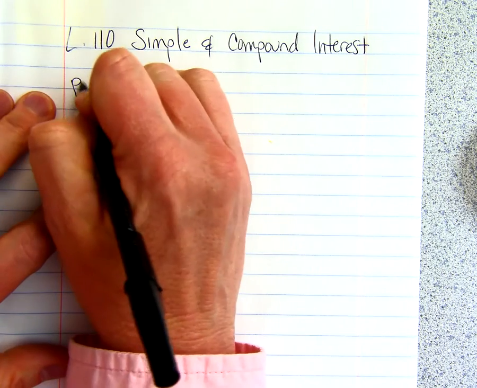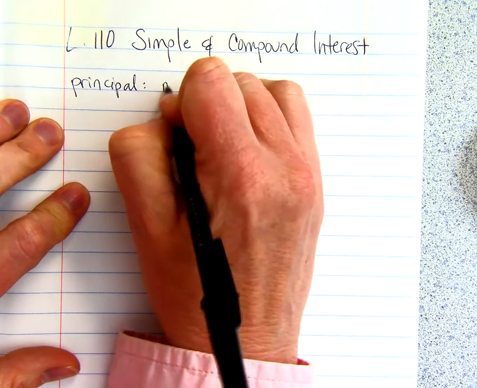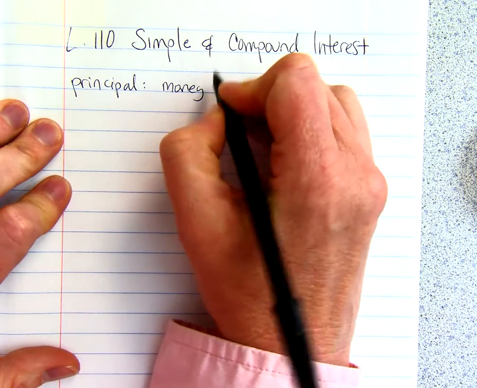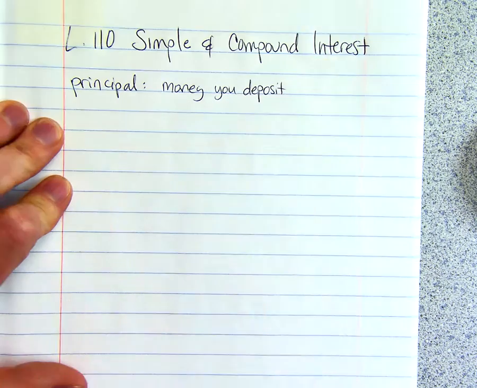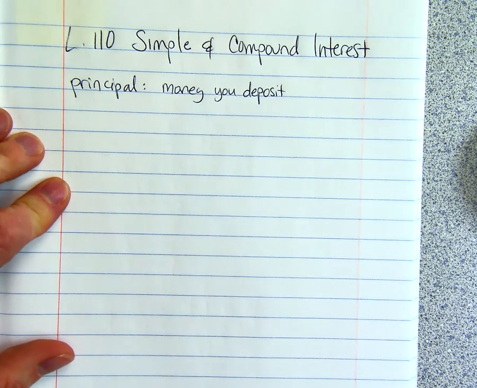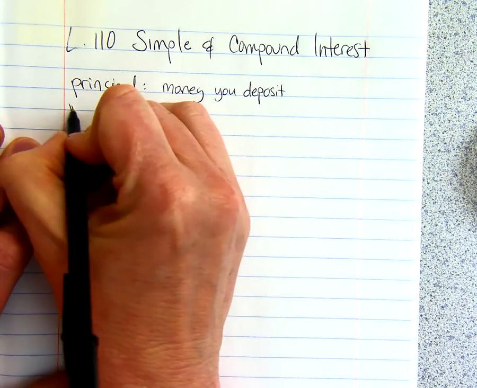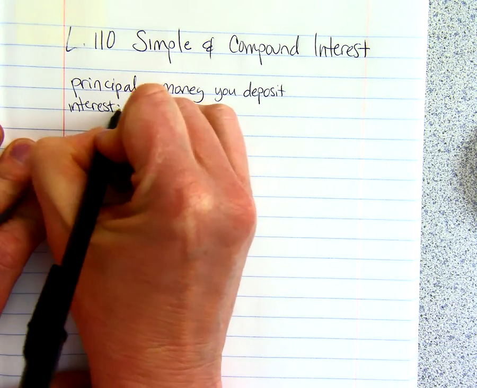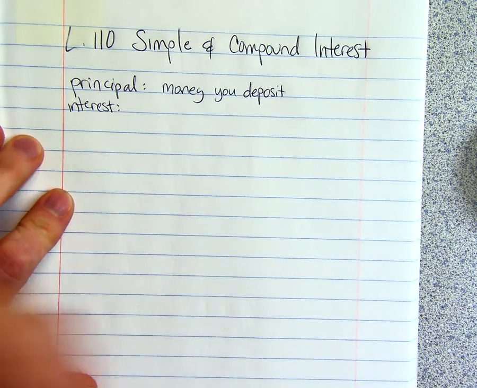Okay, the principal is the money that you deposit. It's the amount of money that is going into the account. The interest is what the bank pays you for the use of your money.